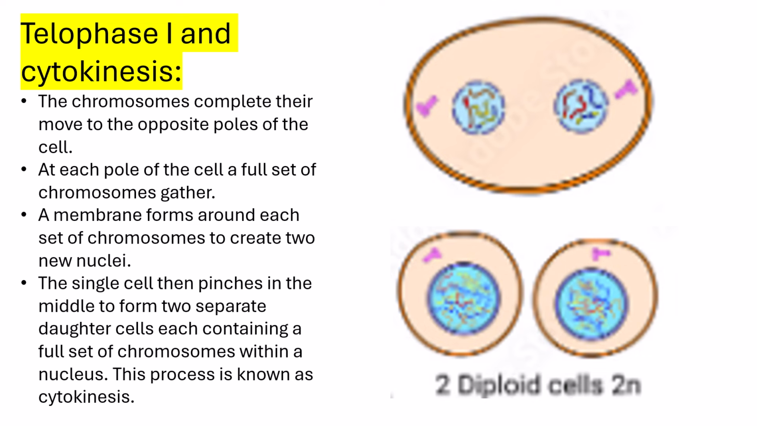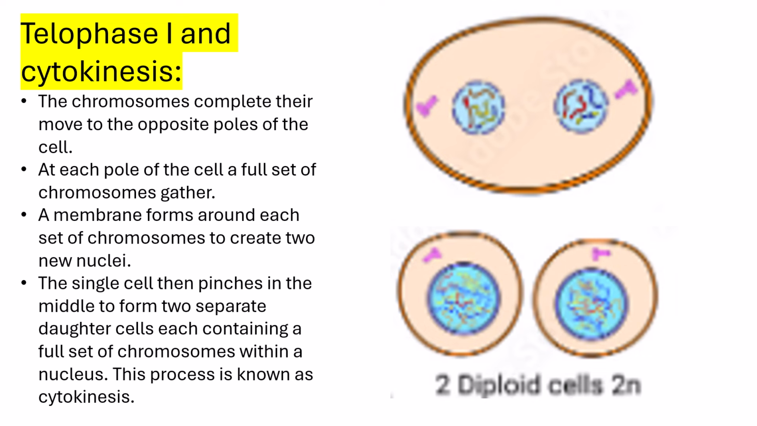All right, telophase I and cytokinesis is very important. The chromosomes complete their move to the opposite poles of the cell. At each pole of the cell, a full set of chromosomes gathers. A membrane forms around each set of chromosomes to create two nuclei.